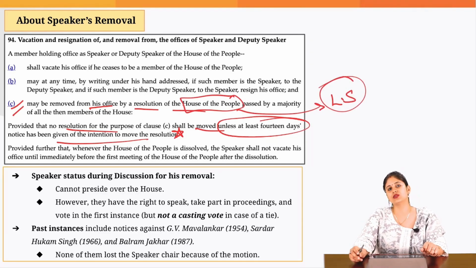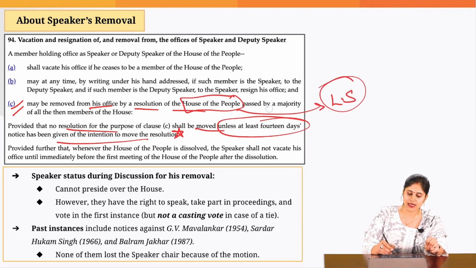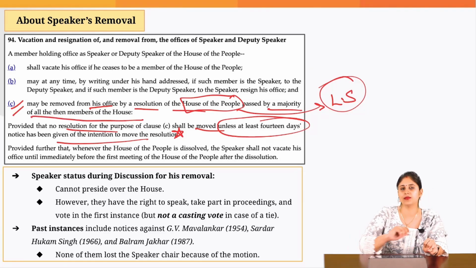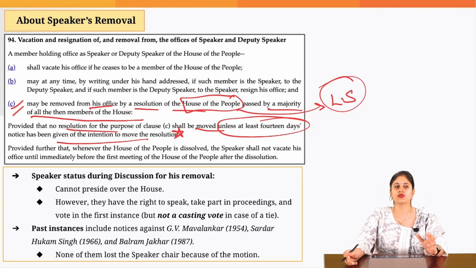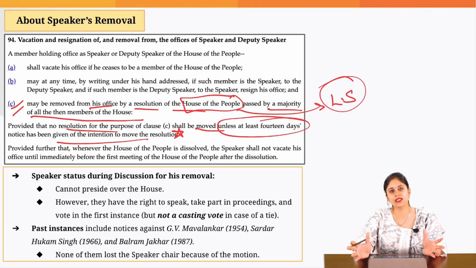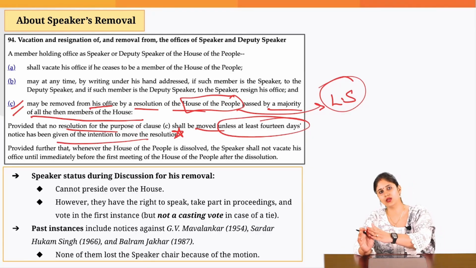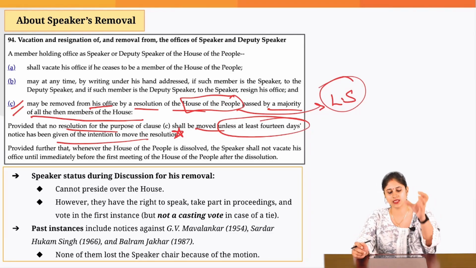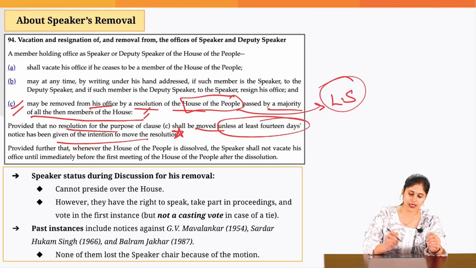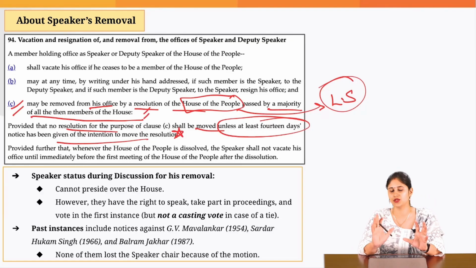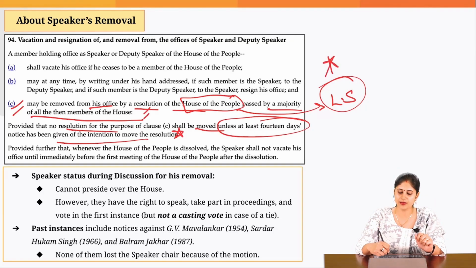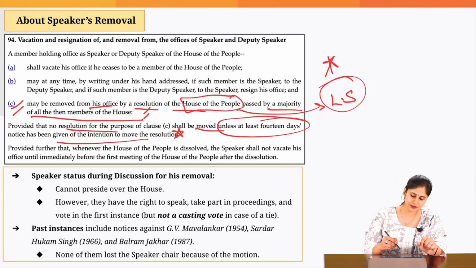And this resolution needs to be backed by an effective majority. What is effective majority? That is majority of all the then members of the house. Okay. So, here we will be taking not the total seats which are there in the house, but which all seats have the representatives. Whichever is the vacant seat, you will deduct that from the total number of seats, and then whatever are all the then members in the house, you will be taking the majority of that. So, we need an effective majority to remove the speaker when it comes to the Lok Sabha.